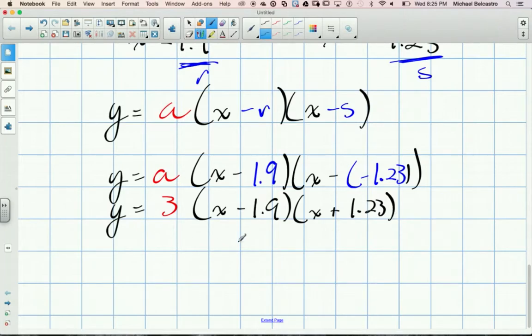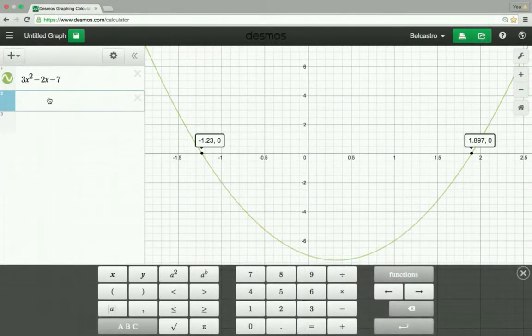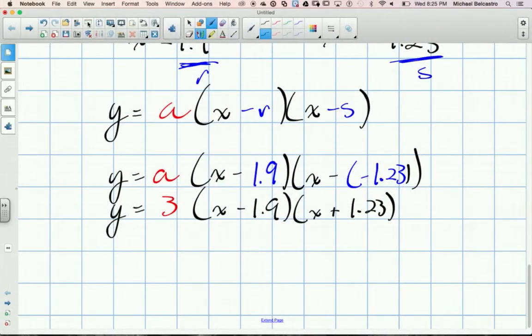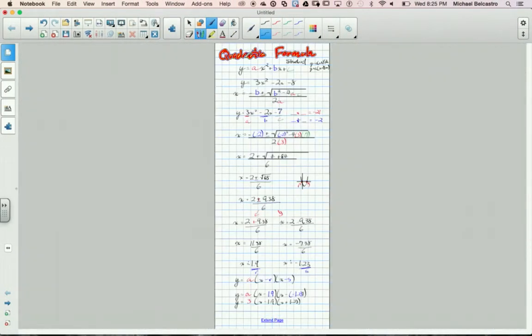If that's right, we should get overlapping parabolas on the other page. Remember, we rounded just a little, but let's go over and try it out. 3 times x minus 1.9 and x plus 1.23. And check it out, they're overlapping. So now we're in the factored form of that. Even though it's not commonly used to do that, with the quadratic formula you can technically turn things into factored form, as well as finding x-intercepts.